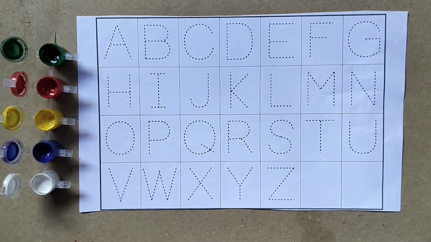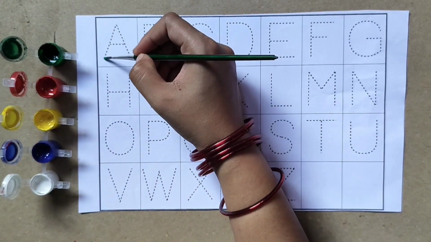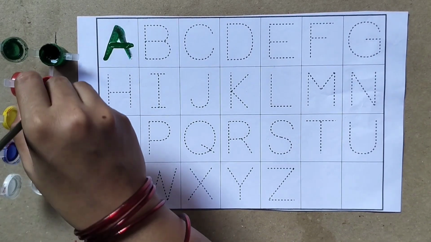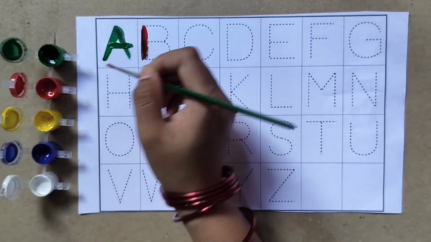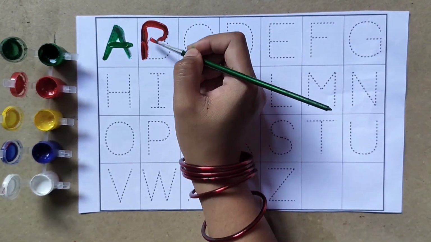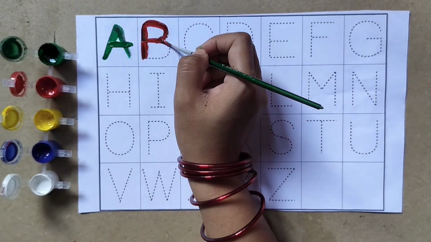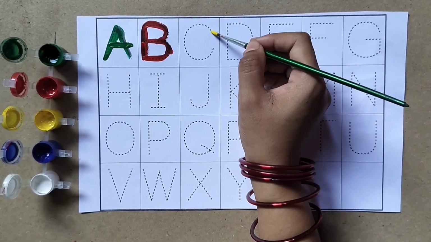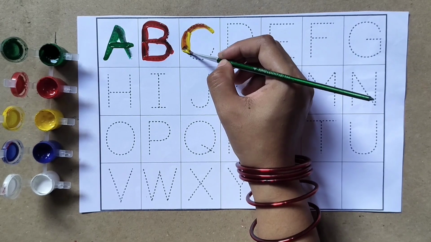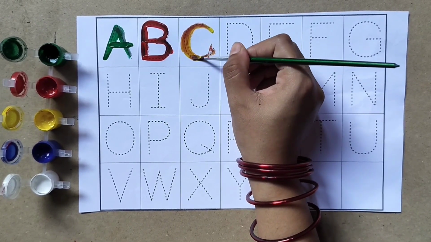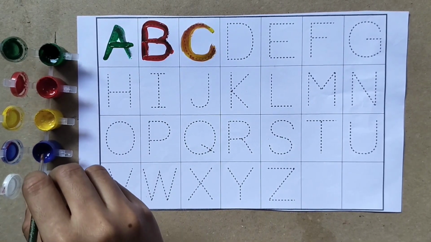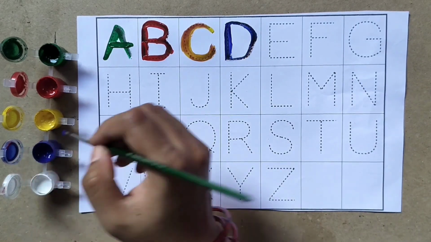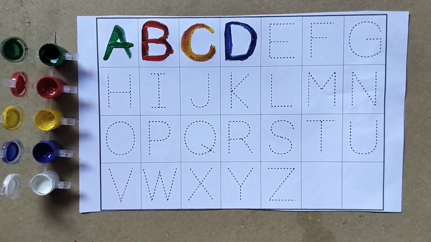A for apple. B for balloon. C for cat. D for drum.